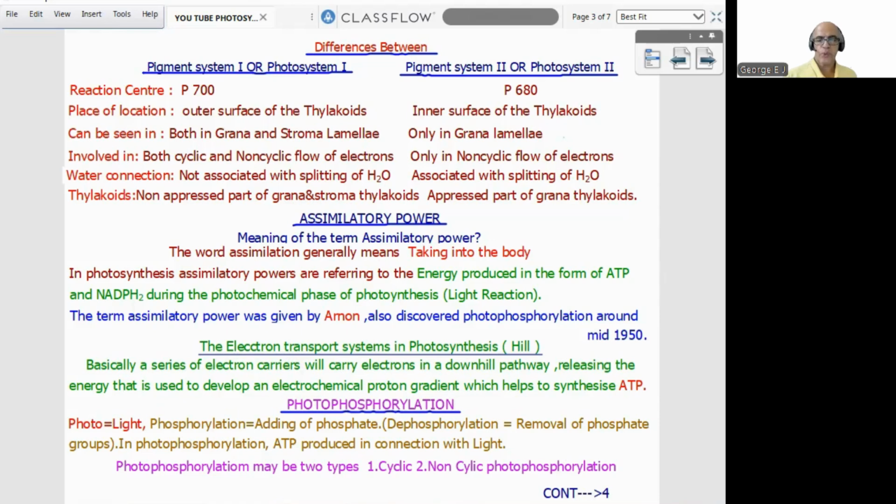Now comes the term photophosphorylation. Photo means light. Phosphorylation, we already studied in respiration, is the adding of phosphate. The counter is dephosphorylation, removal of phosphate. And in photophosphorylation, ATP is produced in connection with the light. In respiration it is called oxidative phosphorylation, oxidation reduction. Here it is photo, light. And photophosphorylation is basically of two types: one is cyclic and the other is non-cyclic photophosphorylation. I think this page is clear, so we can proceed to the next page.